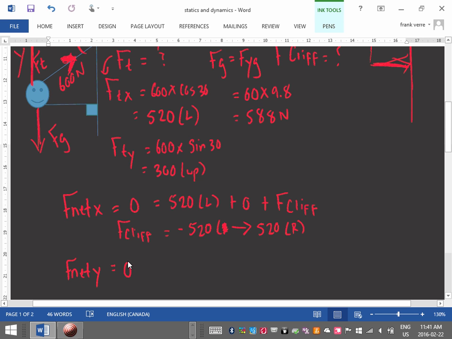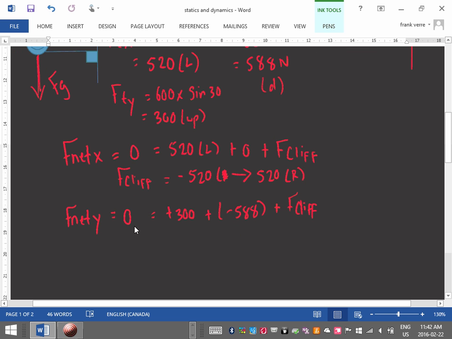Again, we know it adds up to 0. We know the tension is pulling up, so we know it's 300 up. But we know there's a weight. Which way would the weight act? It would act down. So this is down, so that would be negative. Plus the force of the cliff.